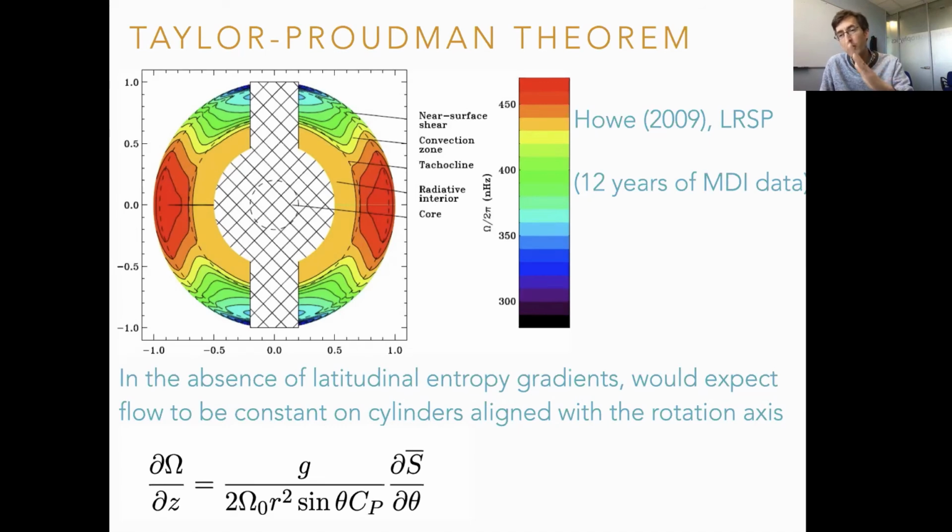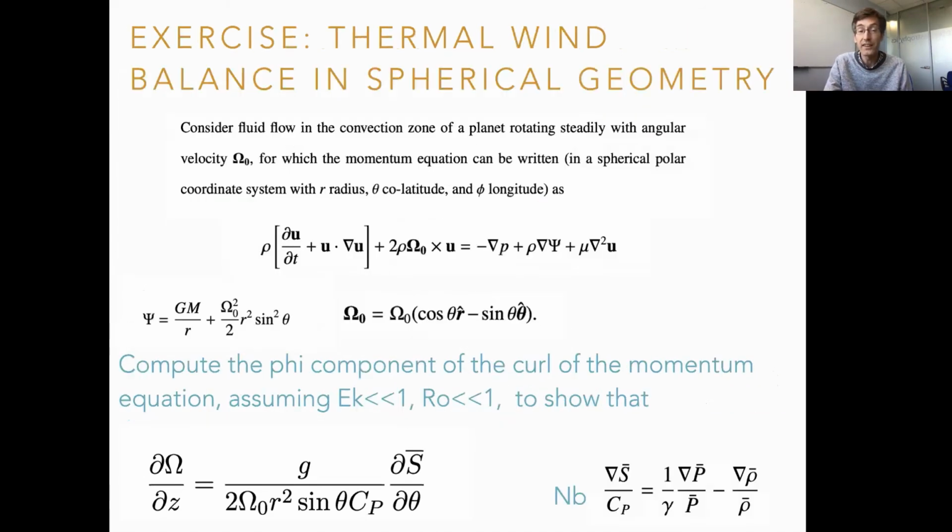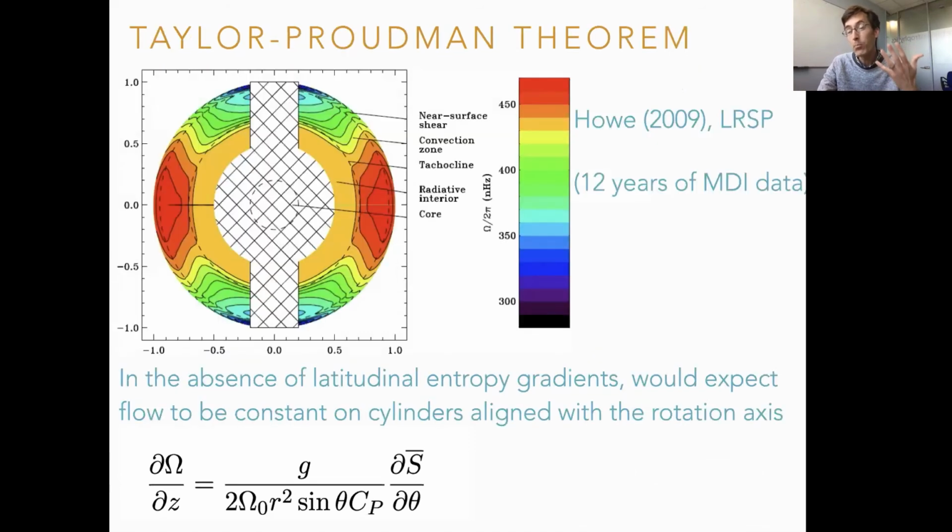But the isorotation contours are not particularly cylindrical. They're closer to radial lines, and there's been a lot of discussion about why that is. One possibility is that there are these baroclinic terms. Another way of writing this ds/d theta term is in terms of a baroclinic term, del p cross del rho. So there's got to be some baroclinicity, which is one way to tilt the isorotation contours away from the cylindrical.